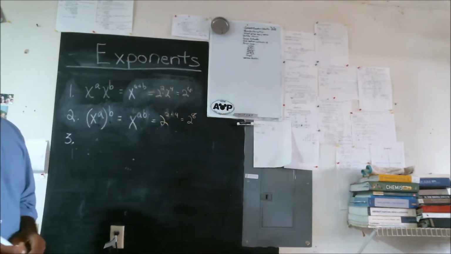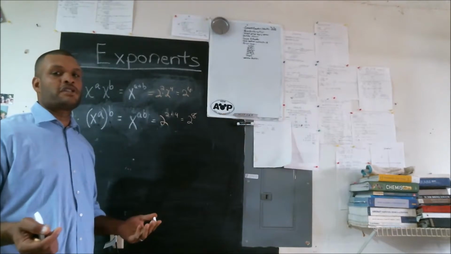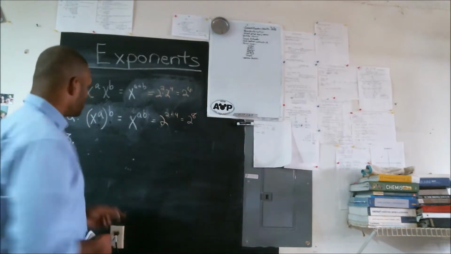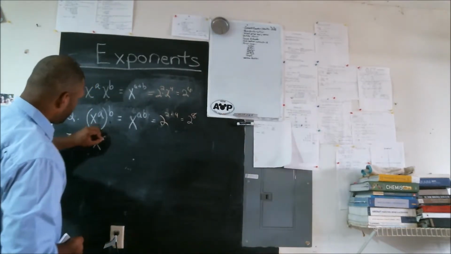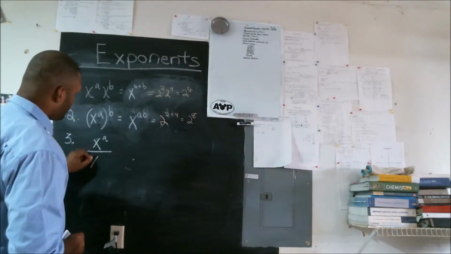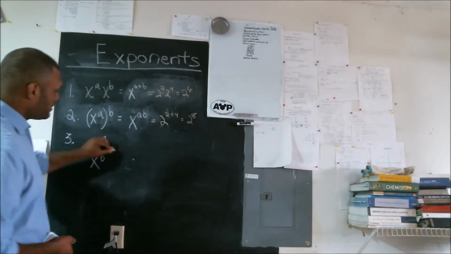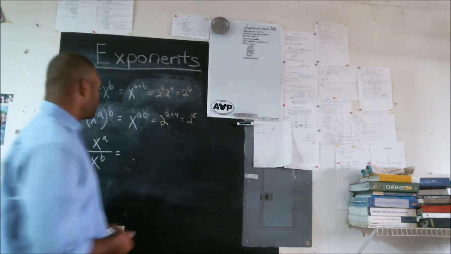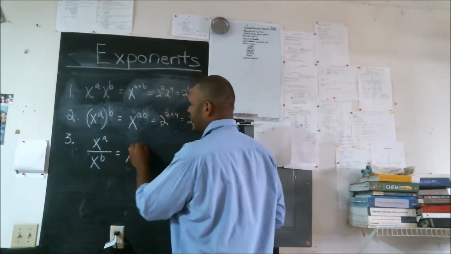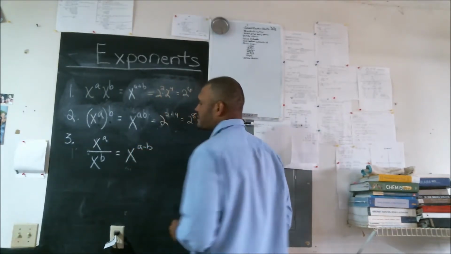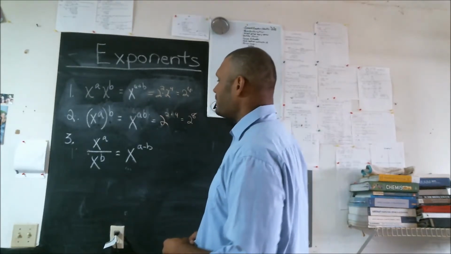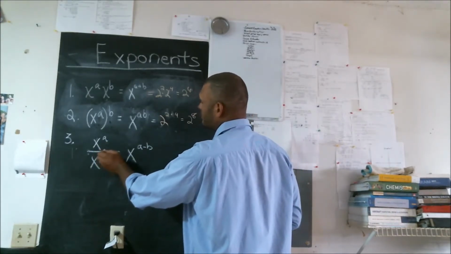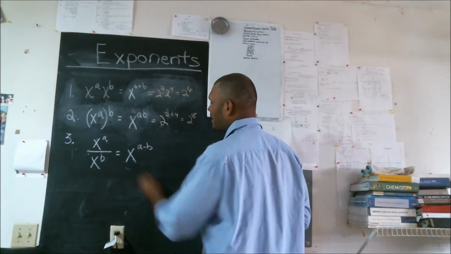One is going to be when you have quotients, when you have a numerator and a denominator with like bases. So we'll say that x to the a power over x to the b power equals, and this is very simple. All we're going to do here is take those bases, a minus b. We're going to subtract the denominator from the numerator, so we subtract the b from the a. So it's a minus b, numerator, denominator.